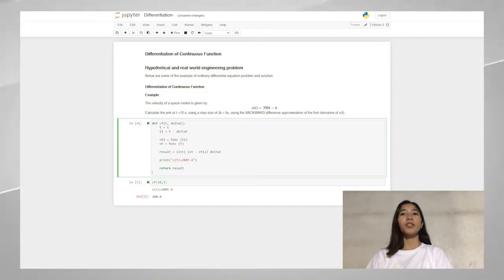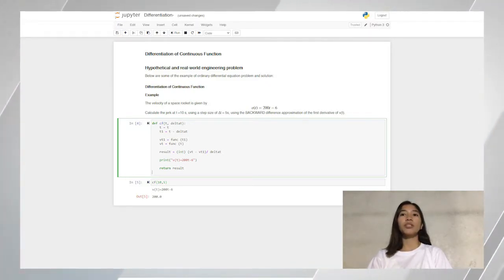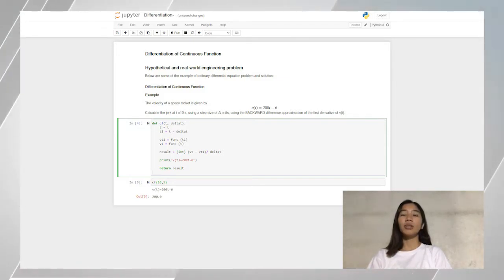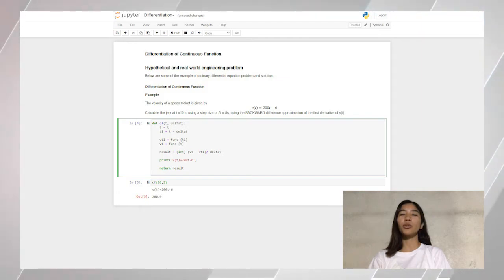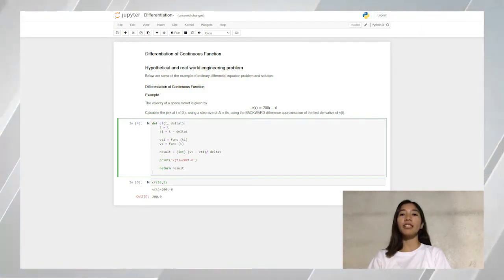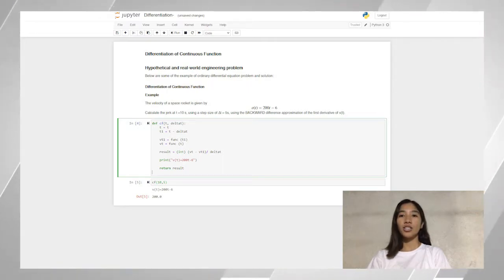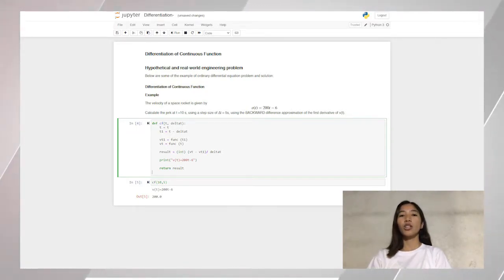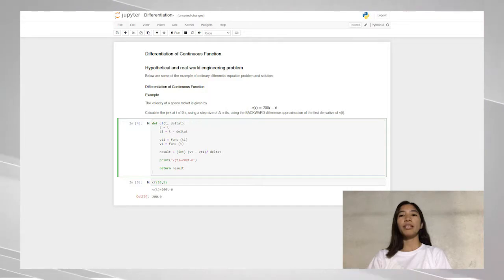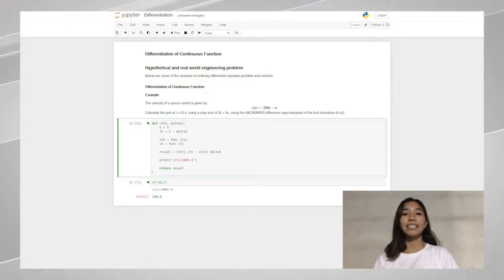After this step, we can now generate our formula. So here in our code, we type result, which denotes the answer for our formula, is equal to Python code int, that will make the result a whole number, open and close parenthesis vt minus vt1 divided by delta t. Also, we added Python code print, open and close parenthesis, double quote, vt is equal to 200t minus 6 in order to display the equation. For the last step, which we shouldn't forget, we input Python code return result in order to display the answer for the problem.